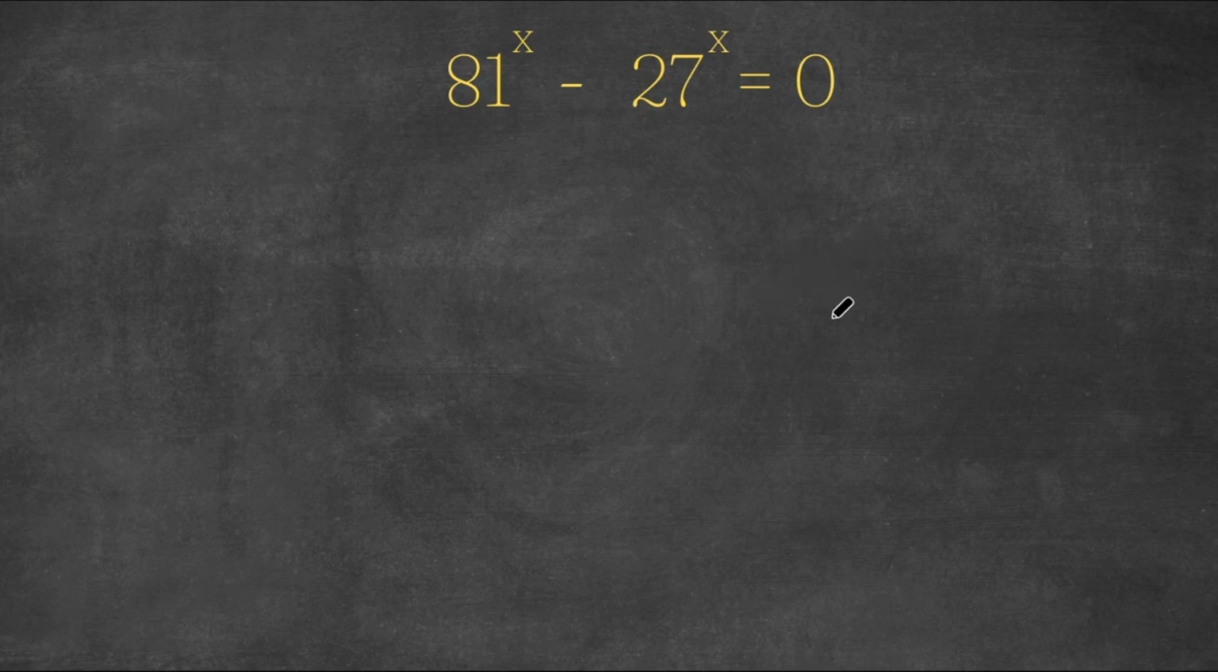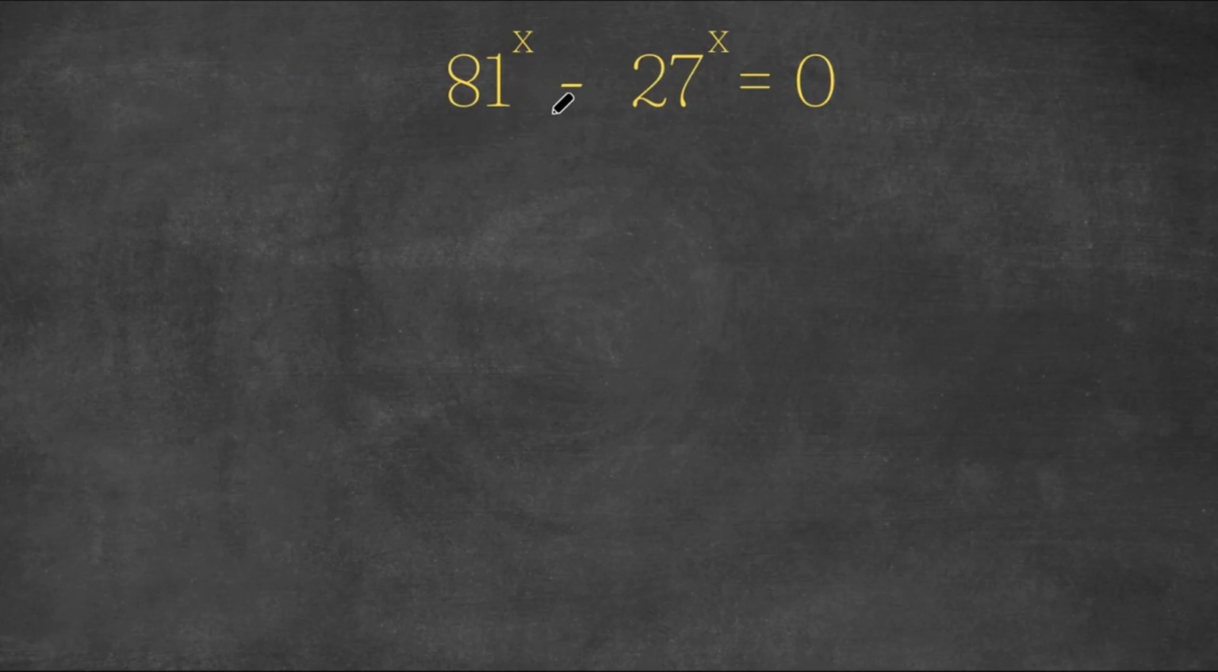In today's video, I'm going to be teaching you guys how to solve this exponential equation. So we have 81 to the power of x minus 27 to the power of x equals 0.